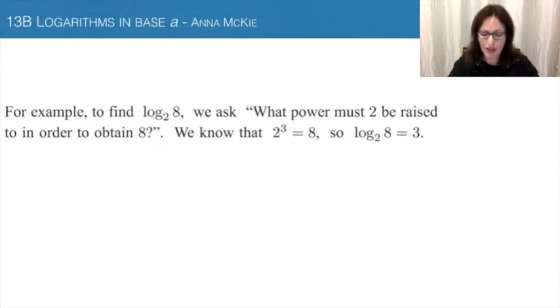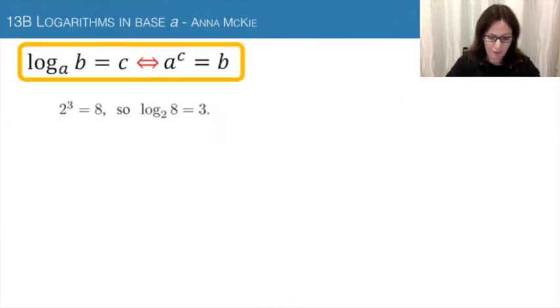As I was talking about in the last video, a little flowchart that I like to think of is: we have base 2 to the power of 3 is equal to that number sitting next to the log, 8. So here's the rule: if you have base A to the power of C is equal to B, that's how the example on the previous slide can be written.